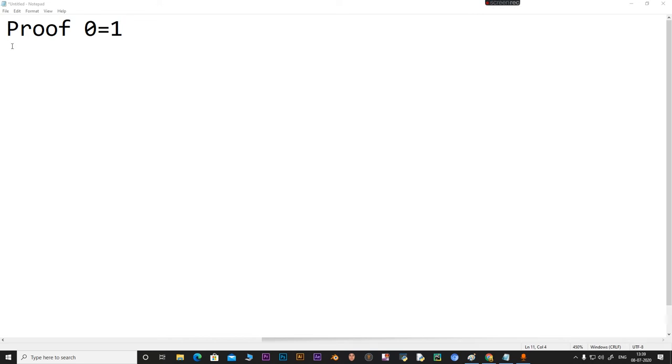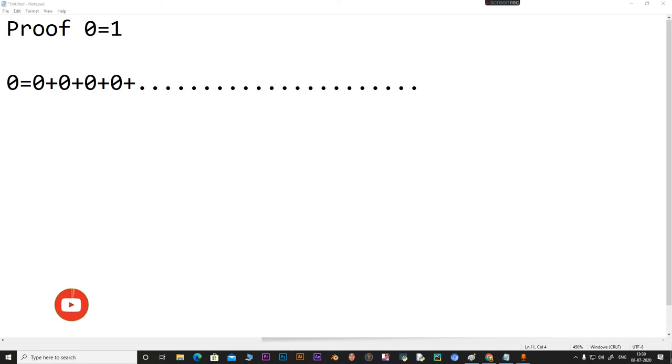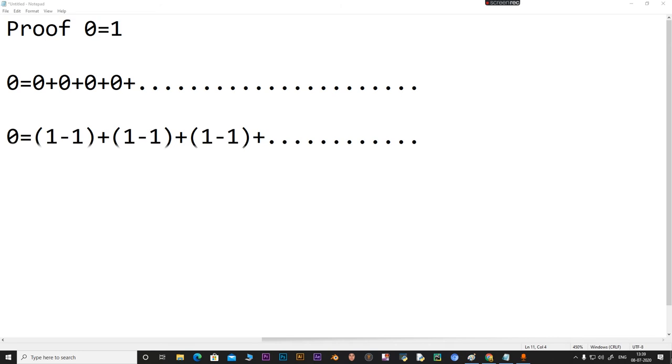So I'm gonna prove that 0 is equal to 1. Okay, so I'm going to type 0 will be equal to 0 plus 0 plus 0 plus 0, right? Of course, we know that 0 is always equal to the sum of an infinite series of zeros. So 0 will be equal to, we can write the 0 as 1 minus 1, plus the next 0 as 1 minus 1, plus another 0 as 1 minus 1, and the series goes on like that.